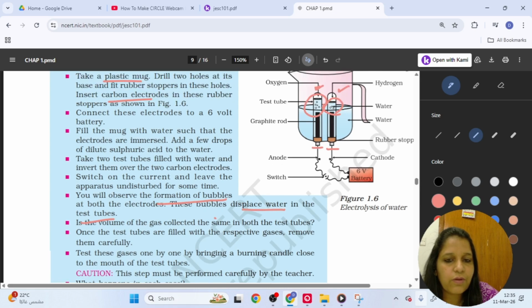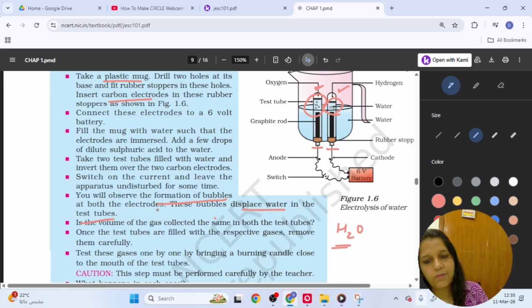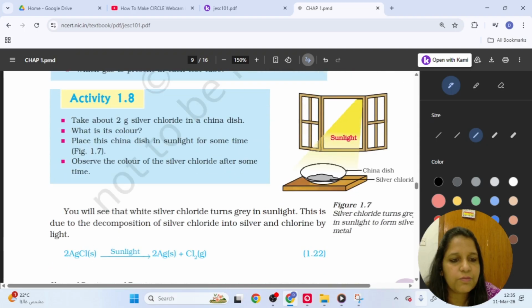So here what is going to happen, as the formula says, देखो H2O, the amount of hydrogen will always be double of oxygen. So oxygen का जो amount होगा वो हमेशा hydrogen के amount से क्या होगा, आधा होगा, as per their molar mass. So the amount of gas collected in one test tube will always be found to be double of the gas which is collected in the other test tube.